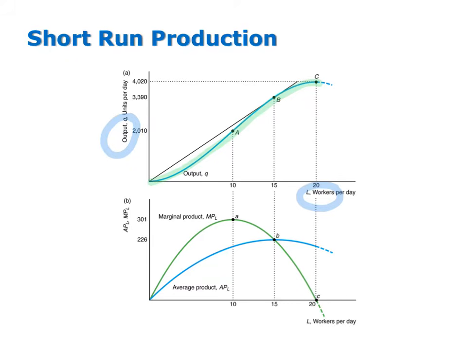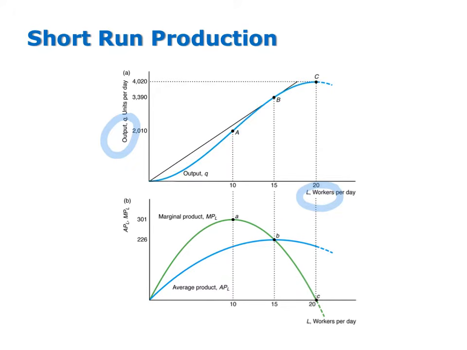One thing I want you to know is that when output or total product is increasing, marginal product is positive. Note that until 20 workers per day, the marginal product curve is above zero. Again, when total product is increasing, marginal product has to be positive because a positive marginal product means adding another unit of labor adds a positive amount to production. More labor, more production.